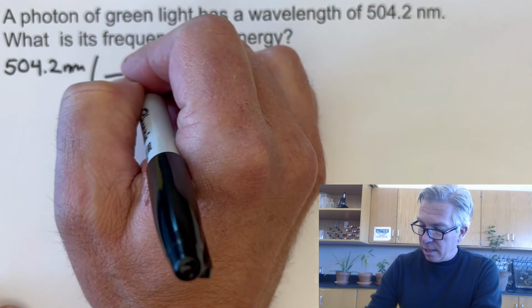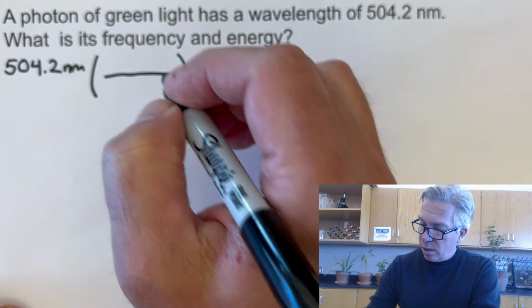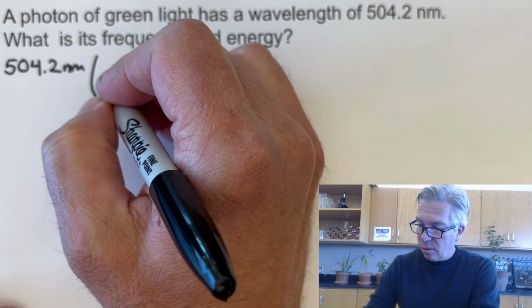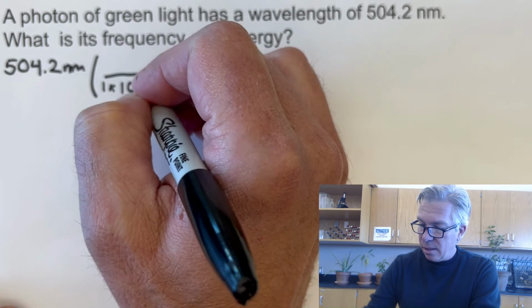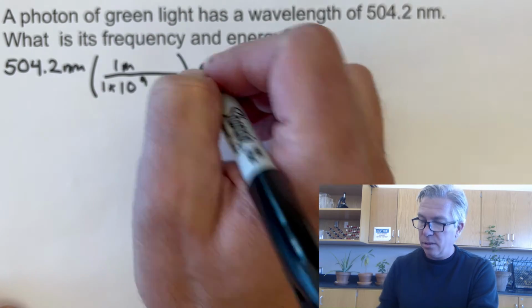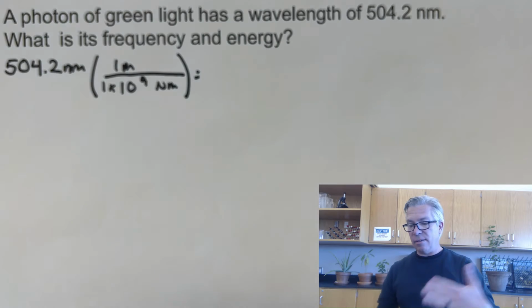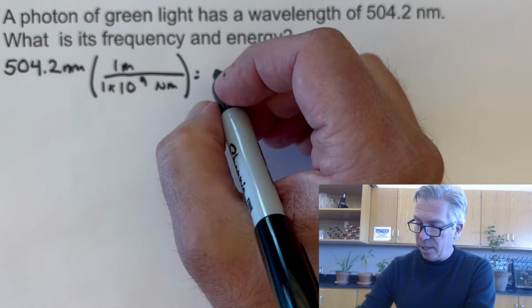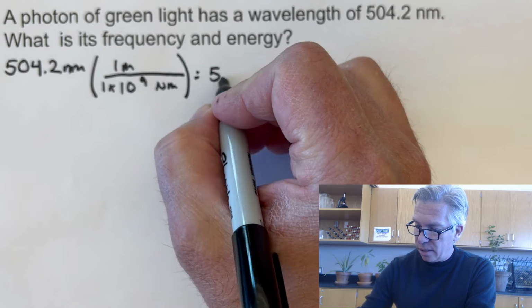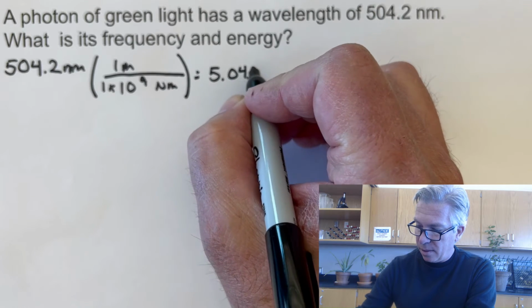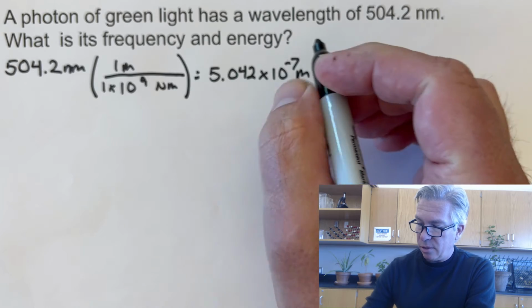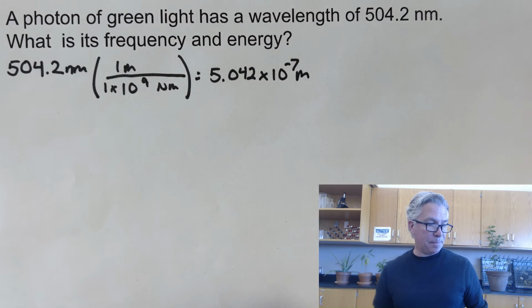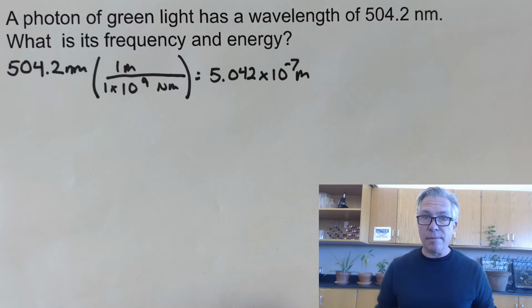Okay, so how do you go from nanometers to meters? Well, it turns out there's a billion, or 1 times 10 to the ninth nanometers in 1 meter. So you just have to, in this case, divide by a billion to get it in meters. The numbers don't change, the decimal place does. 5.042 times 10 to the minus 7th meters is what it's going to end up coming out as. You'll have a chance to practice that in the sample question coming up next.